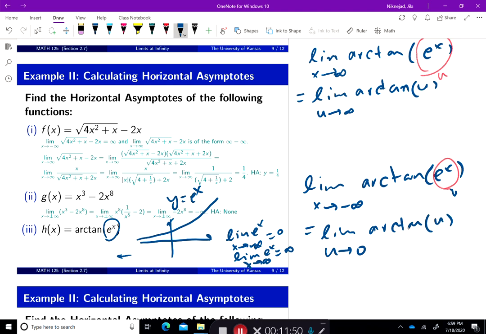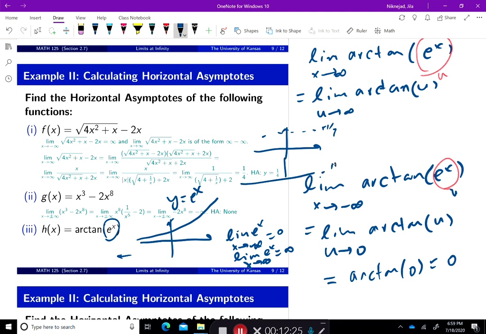Now, what I know is arctan is defined at u equal to 0, and so I just have to plug that in. That's the direct substitution. So it's arctan of 0, which is equal to 0. But if u goes to infinity, I cannot do the direct substitution. But I know the arctan function looks like this. Here's pi half, here's negative pi half.